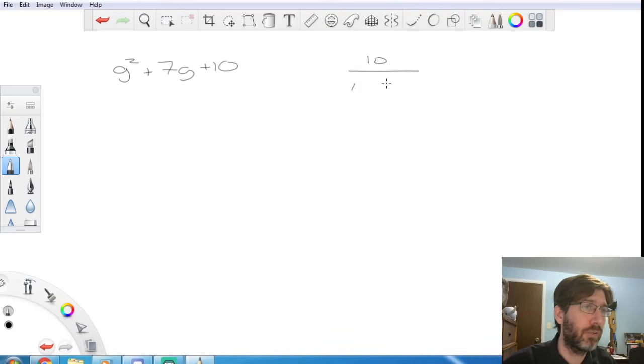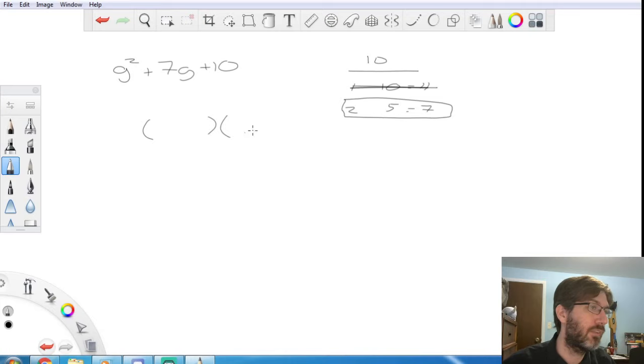So first we got 1 and 10, and we got 2 and 5. 3 doesn't work, 4 doesn't work, and that's it. Those are our options for this. So out of these two, which ones add up to 7? Well, 1 plus 10 equals 11, so don't want that. 2 plus 5 gives you the 7. That's the one we want. That is our winner.